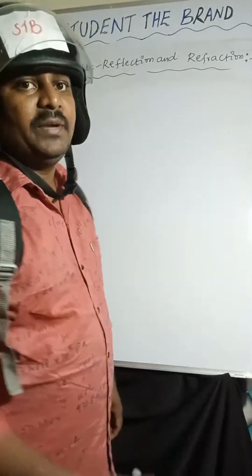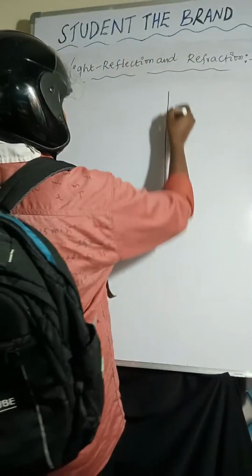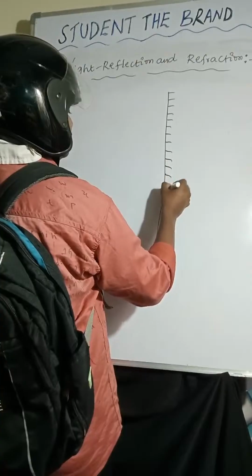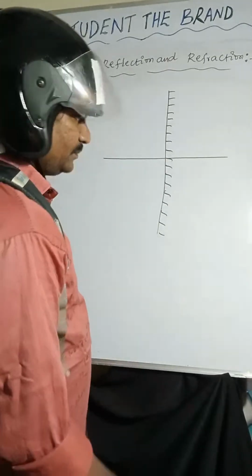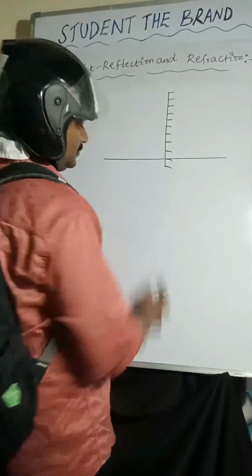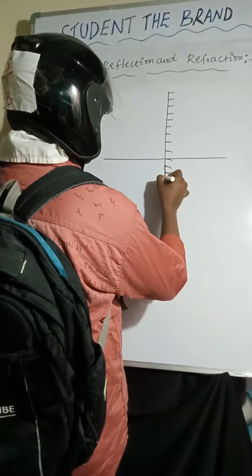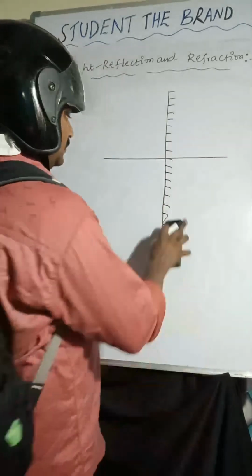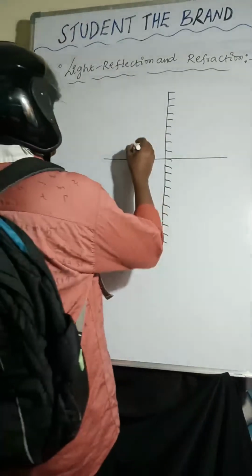Nature of the image formed by the plane mirror. Now you can see here. So this is the object.